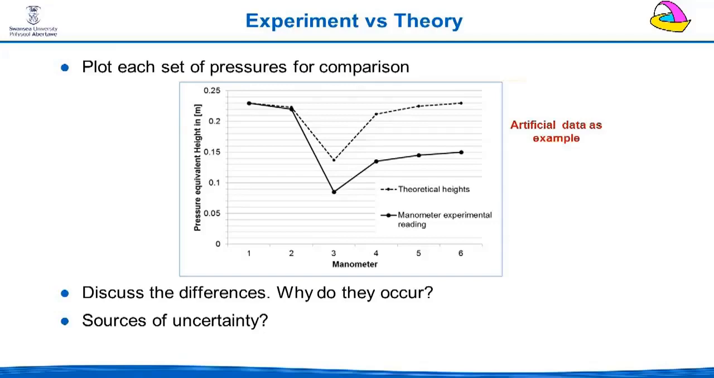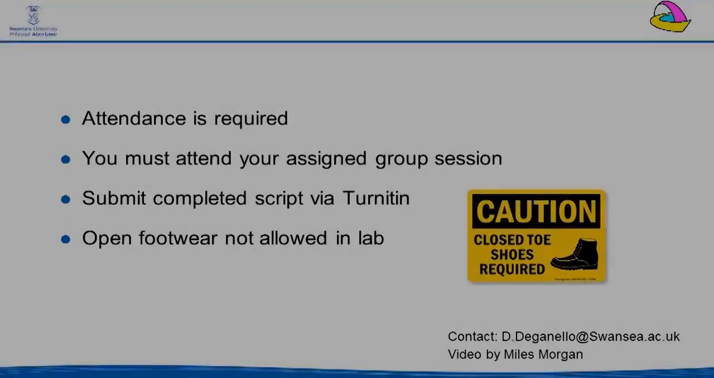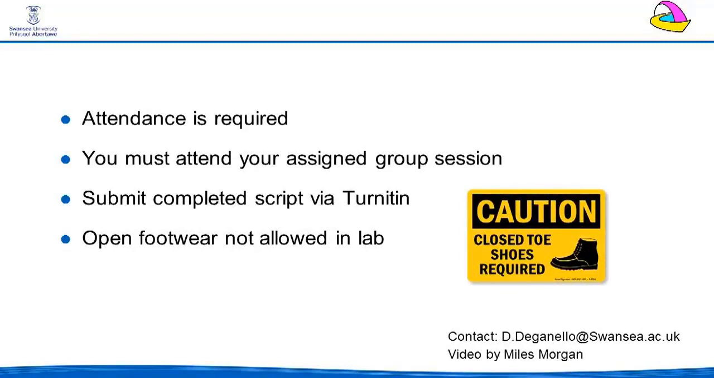These differences should be described in the discussion section and the reasons for them explained clearly. You will also be asked to discuss sources of uncertainty that may have affected your measurements. Further information and details will be given by the demonstrator in the lab session, and attendance is required, or no marks will be given for this part of the module.